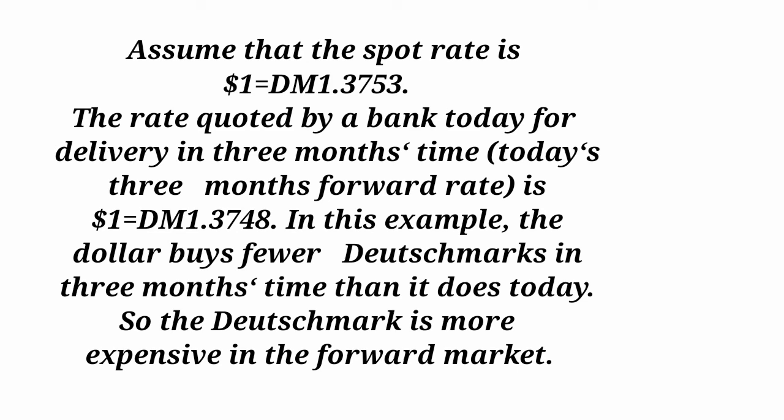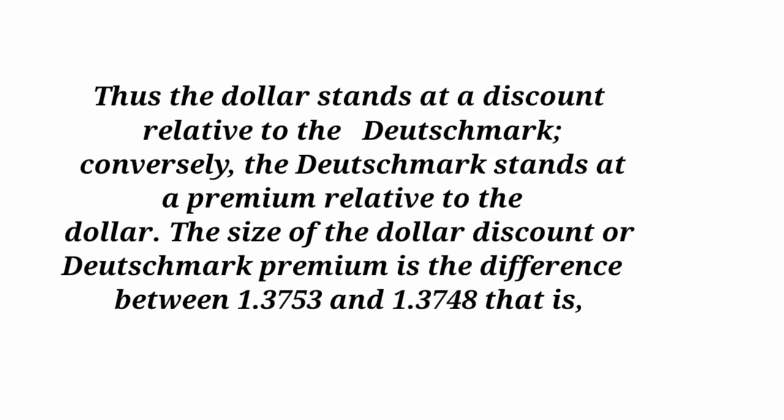In this example, the dollar buys fewer Deutschmark in 3 months' time than it does today. So the Deutschmark is more expensive in the forward market. Thus the dollar stands at a discount relative to the Deutschmark. Conversely, the Deutschmark stands at a premium relative to the dollar.